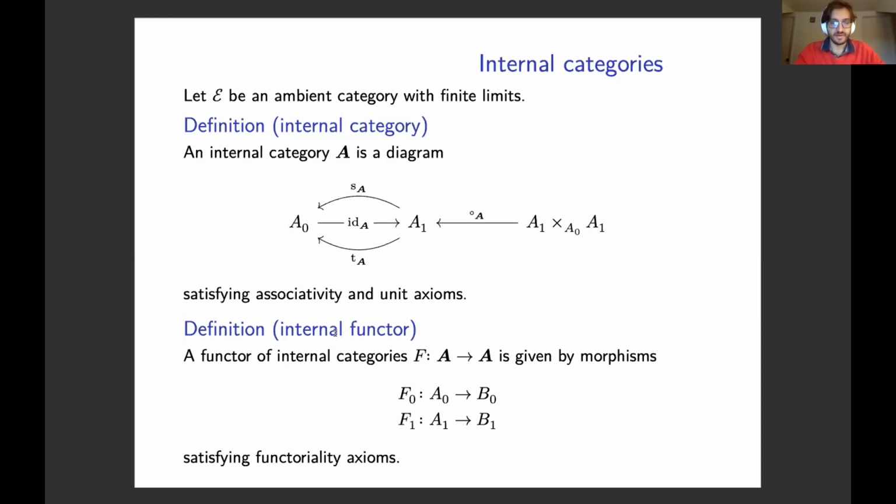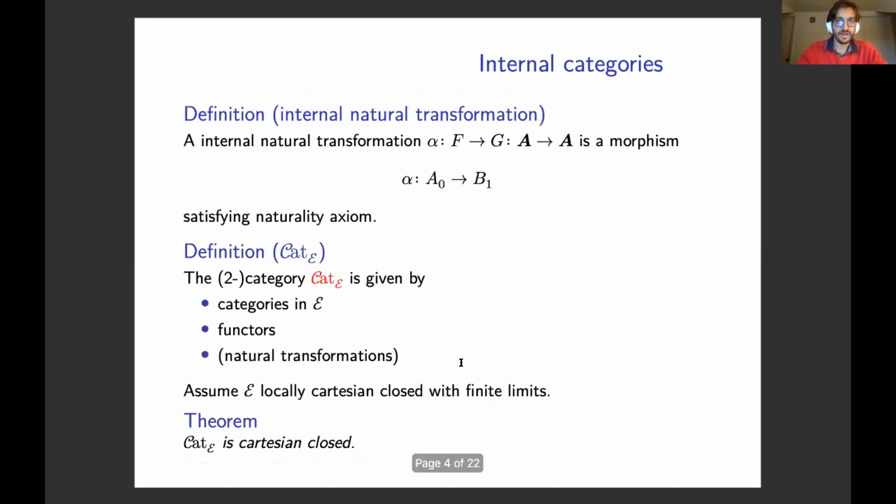Analogously, we can define functors that are given by an action on objects and an action on arrows. I just spotted a typo here. The functor should go from a category A to a category B, not necessarily be an endofunctor. And this has to satisfy functoriality axioms. Now, bear with me, we still have natural transformations, which again are just what we would expect. They are families of arrows indexed by objects and satisfying a naturality axiom.